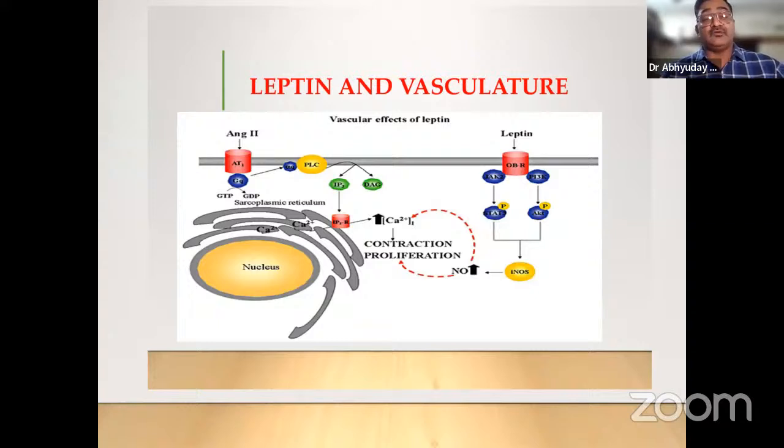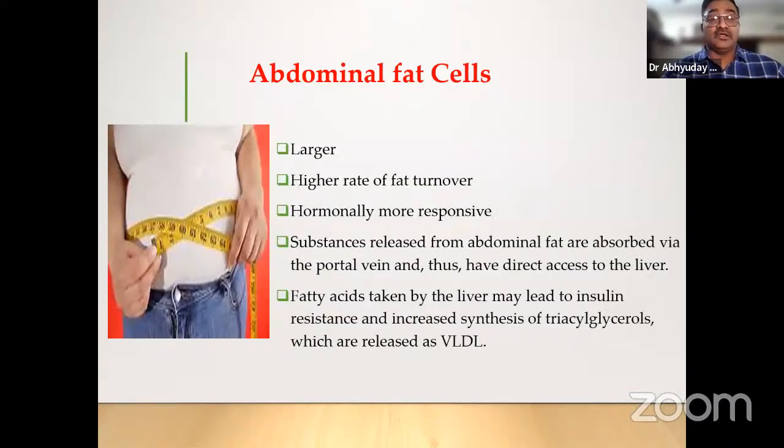Then we have the effect of leptin on vasculature. Here you can see the effect on the endothelium. It improves the nitric oxide production and ultimately helps in proper vascular relaxation. When we talk about these abdominal fat cells, they are quite larger. That's why a lot of people who have insulin resistance, it is basically due to the abdominal fat cells, which are more harmful. They have a higher rate of fat turnover.